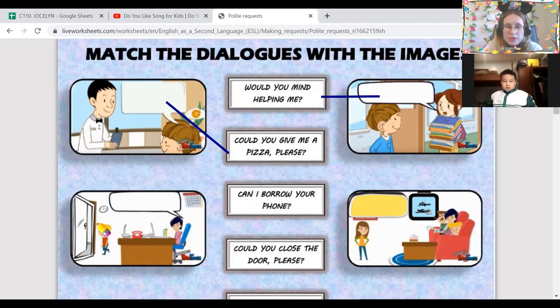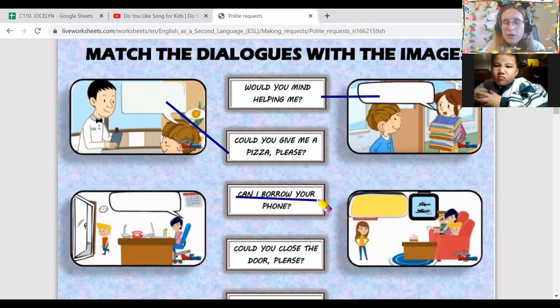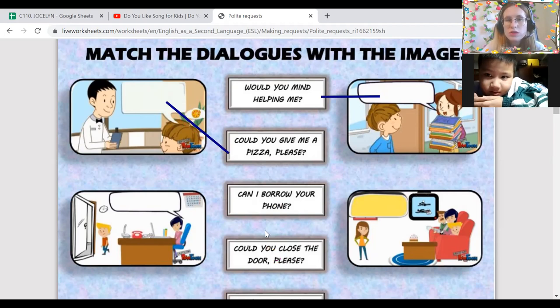Next one. The boy must close the door. What should we say? Could you close the door, please? Close the door, please. Good job. Could you close the door, please? Good. Next one.